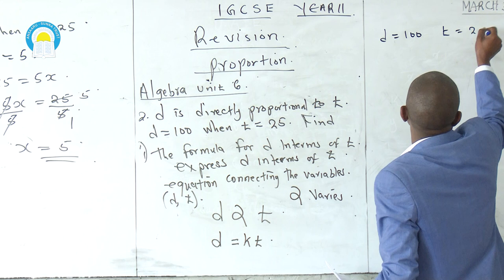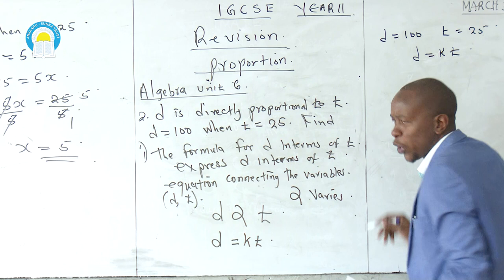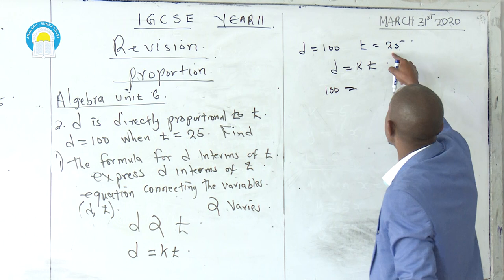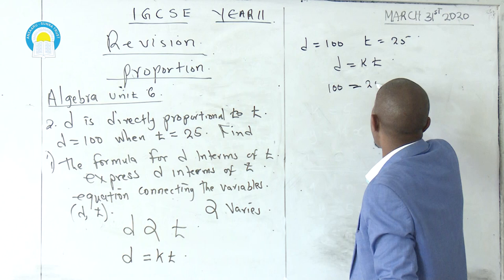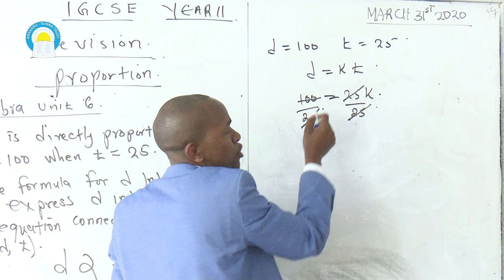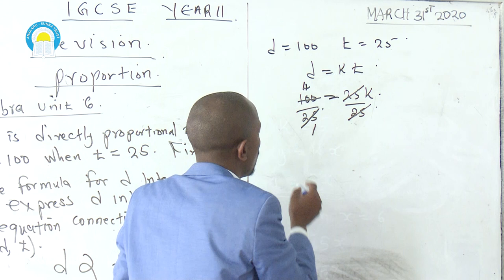Now, our equation is D is equals to KT. What we are supposed to find here is the constant K. Now, we substitute D is 100 and our T is 25, meaning 25 times K. That gives us 25K. Now, we divide both sides by 25. This and that will cancel, meaning 25 goes to 25 once, it goes to 100 how many times? It goes four times. So K is equals to 4.